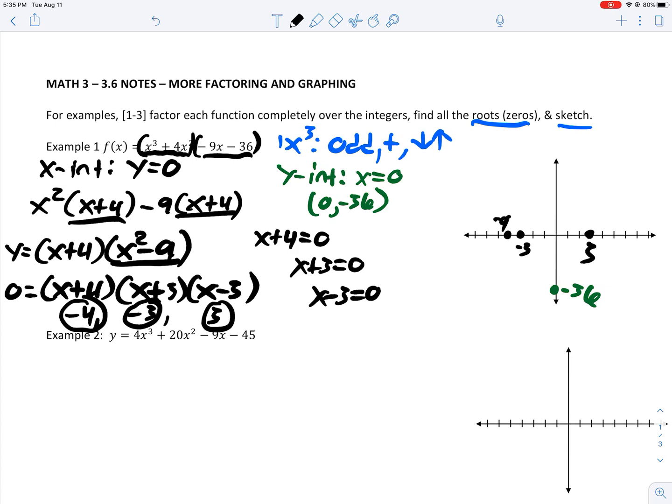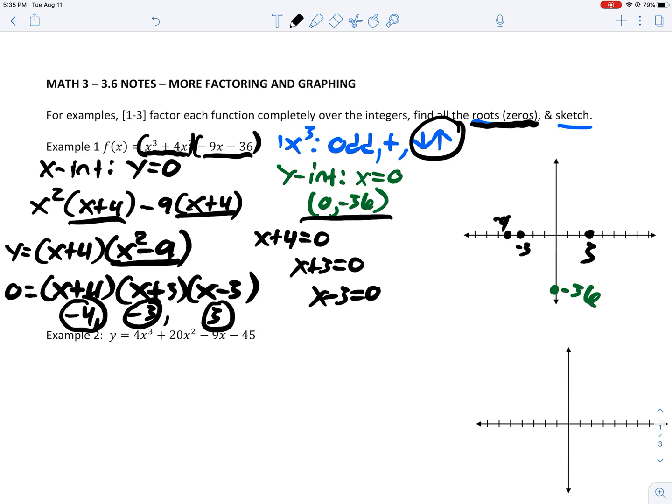So now I have everything I need: my x-intercepts, my y-intercept of 0, negative 36, and my end behavior of low to high. I have everything I need to sketch. Again, all my roots are zeros. Those are negative 4, negative 3, and 3. And that should make sense because it's x cubed. I should get 3 roots, 3 zeros. Remember, whatever the degree is, that's how many roots or zeros you're going to get.